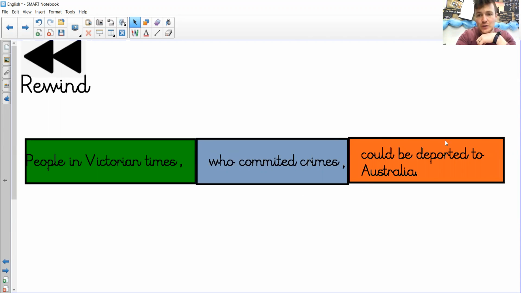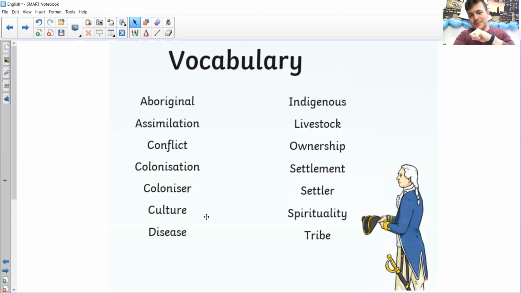So hopefully your sentence looks something similar to that, with a capital letter for Victorian times, with a capital letter for Australia, and a full stop at the end. Be honest, did you get all the capital letters in the first place? Right, now we're going to move on to this colonisation.